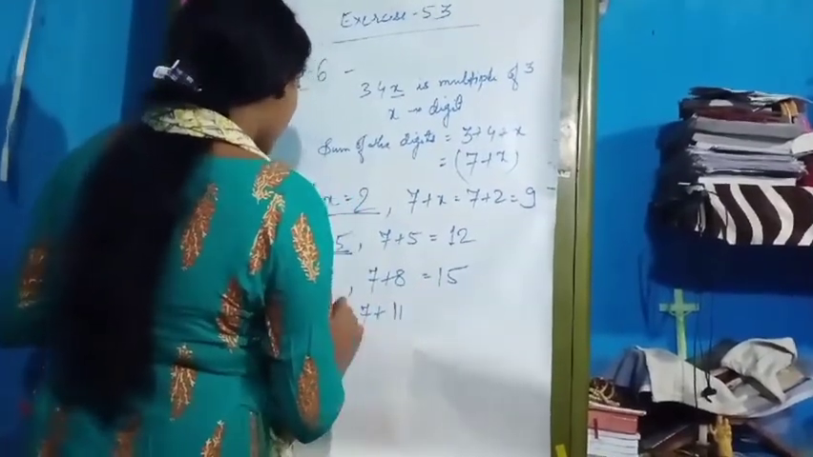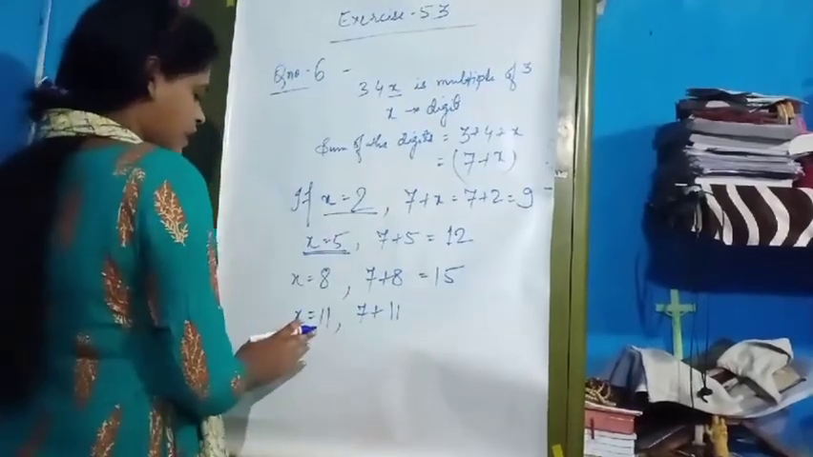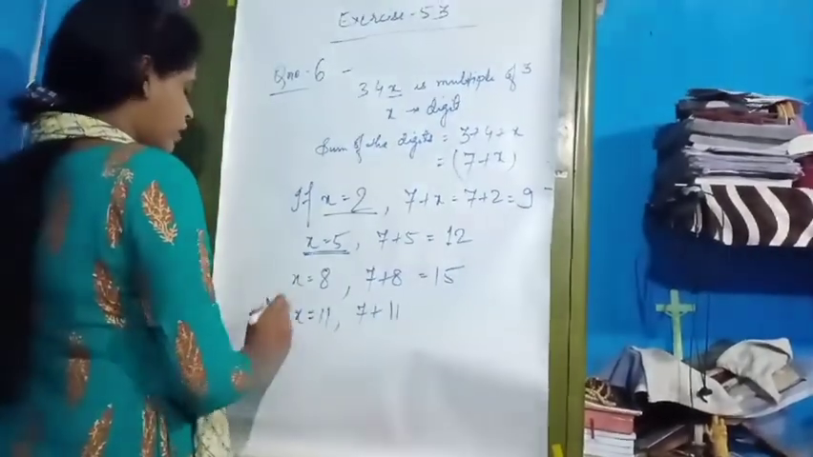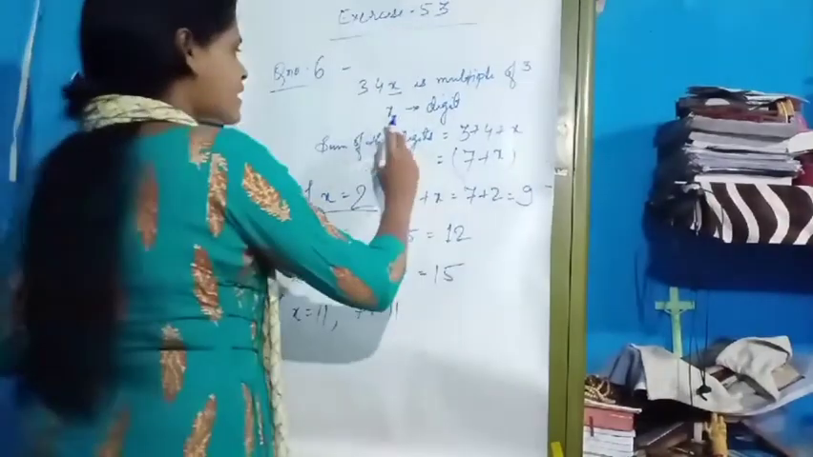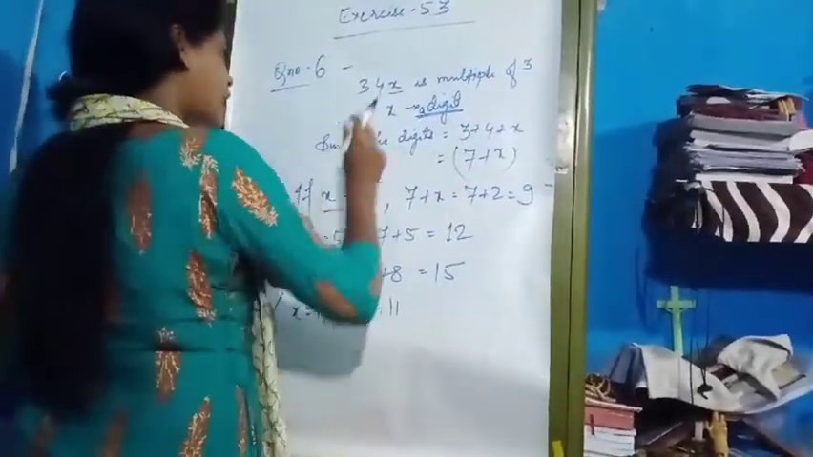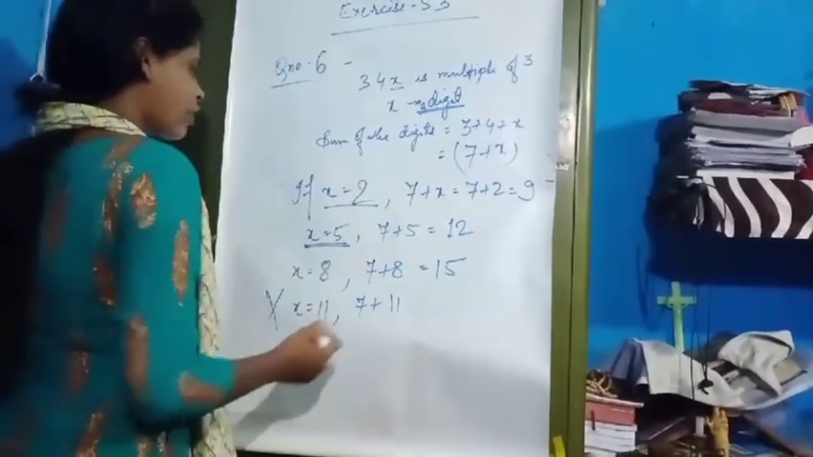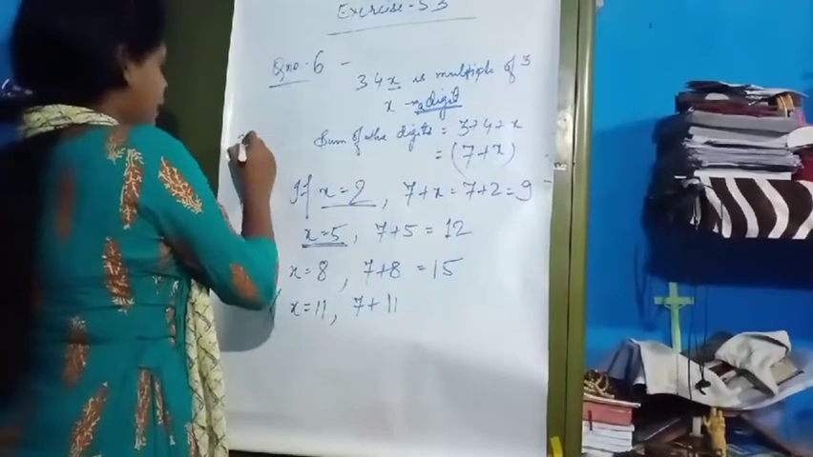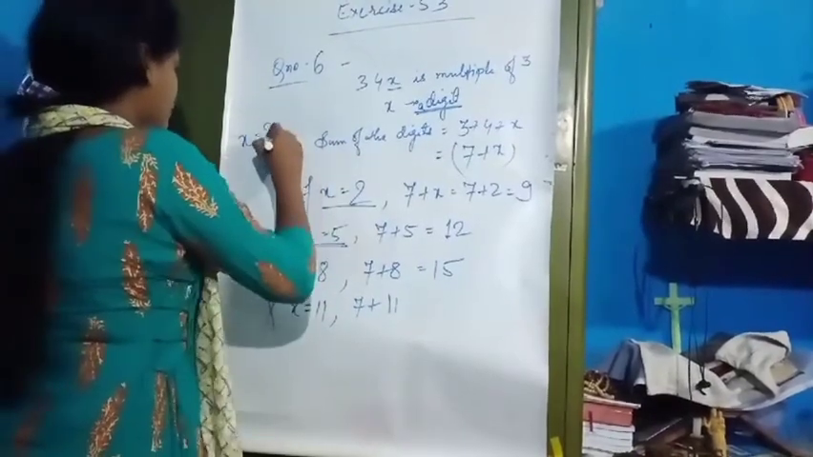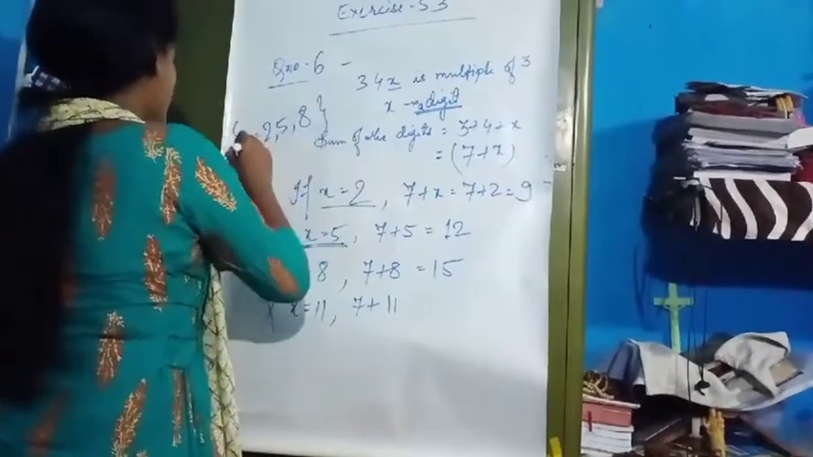Again, one more: 7 plus 11. You have to take now x is equal to 11. So can you take x is equal to 11? You cannot take this value, because x is a digit. It's a single digit, and in the rule also we have studied that each letter replaces one digit. So x is equal to 11 you cannot take. So we find the value of x: x is equal to 2, you can take 5 also, you can take 8 also. So this is your answer.